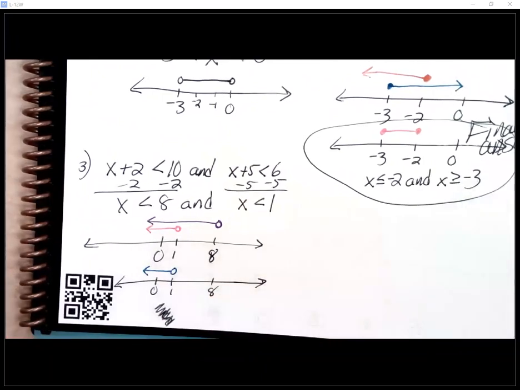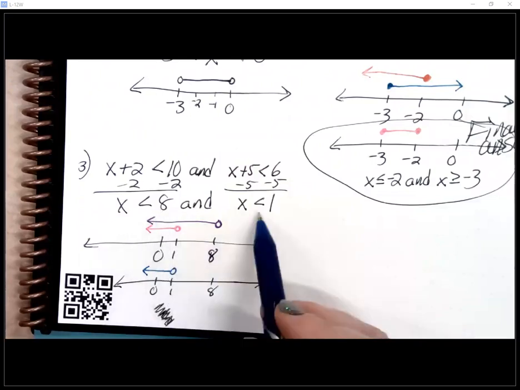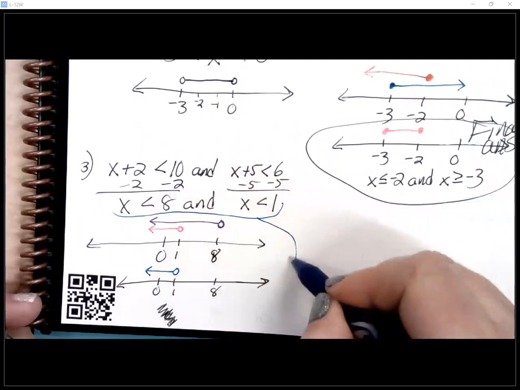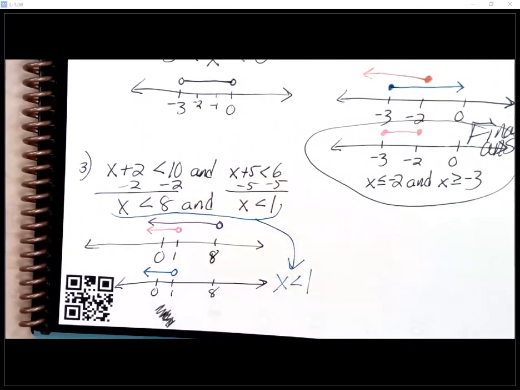So there it is graphed, but my final answer would not even be both of these. Because if a number is going to be less than 8 and less than 1, my answer is really just x is less than 1. Does that make sense? Yeah, it can be tricky. So always be thinking, I need something that works for both of these. If only one of them is the one that ends up working for both, then great, that's my final answer.